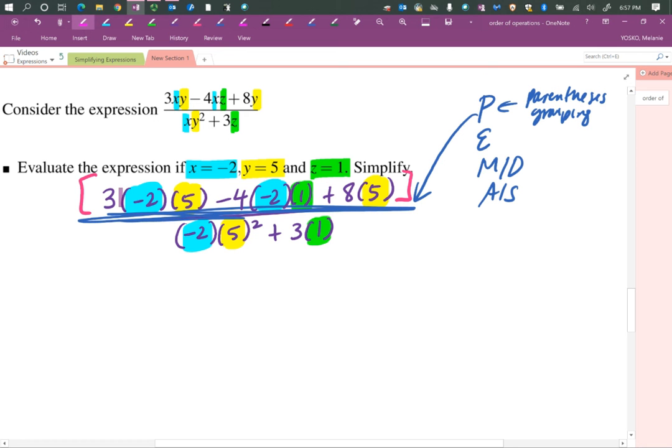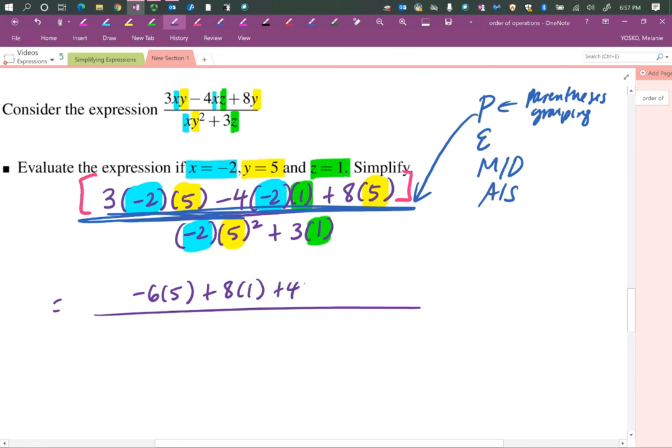There's no other parentheses or any other grouping symbols. E is for exponents. There's no exponents in the numerator. So then we do multiplication or division, whichever comes first from left to right. So we're going to multiply these, and then we're going to do addition, subtraction. So we're going to get 3 times -2, well, that's a -6, times 5. And -4 times a -2 is a plus 8 times 1, and 8 times 5 is plus 40.